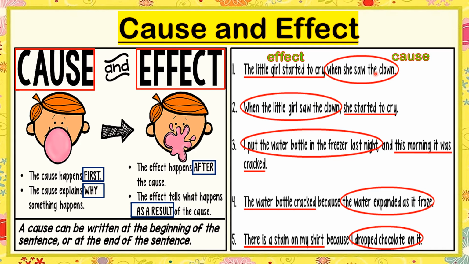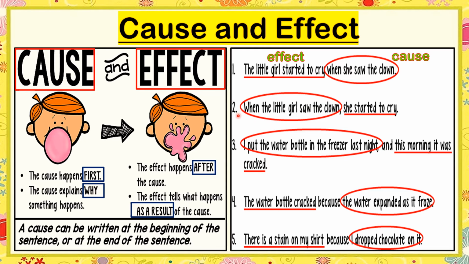So before she saw the clown, she was not crying. But after she saw the clown, when she saw, from the word saw, it means past tense already, that is the time that the girl started to cry. So that is the effect.